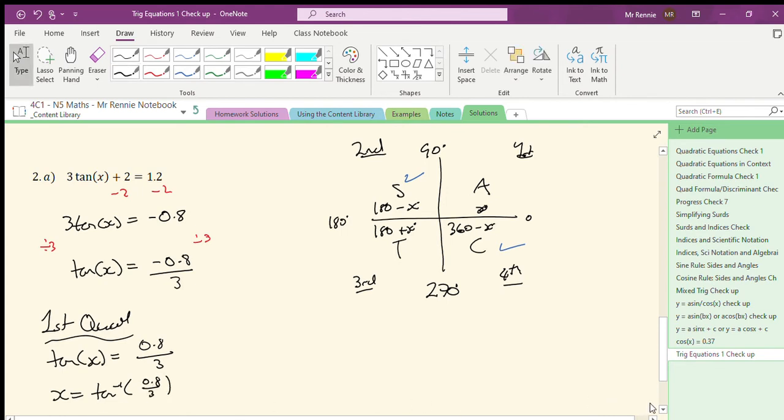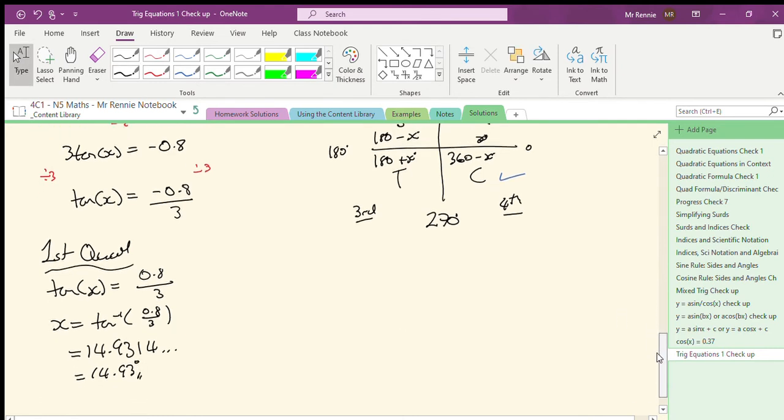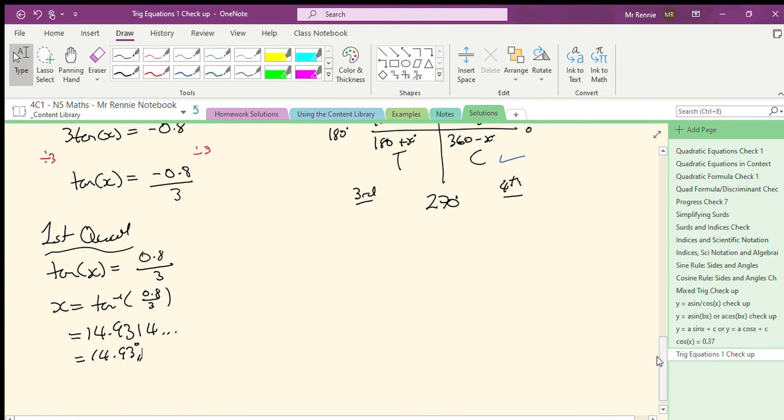And if I do that correctly, then what I should get, where's my cursor went, there it is, I get the answer 14.9314, which becomes 14.93 degrees. Okay, so that is not one of my answers, but that is going to help me work out my answers.